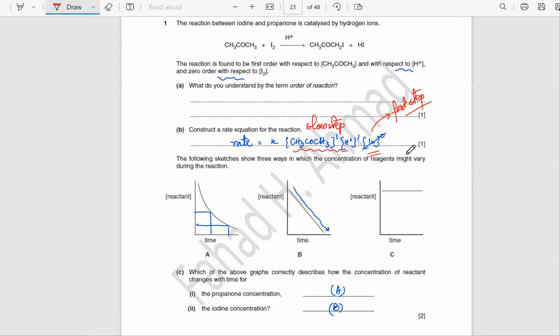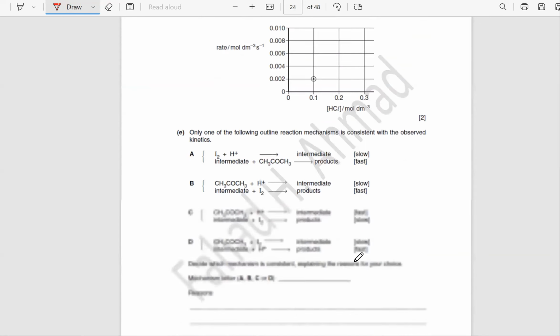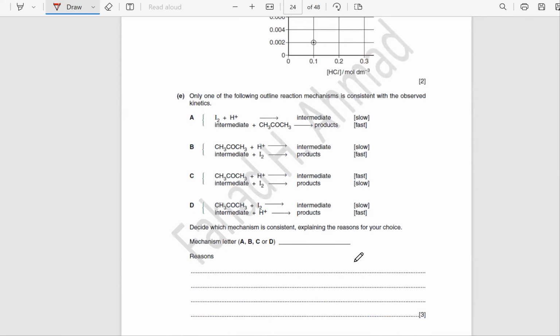So based on this, remember iodine को रखना है fast में and H and ketone should be in the slow step. So he's asking you to figure out which is the correct mechanism. So remember iodine has to be in the fast step. So I think it's going to be B, right? That iodine is in the fast step, so rate does not depend on the fast step. It depends on the slow step. So H+ and ketone must be order 1. ठीक है, is this clear? So the mechanism is B.